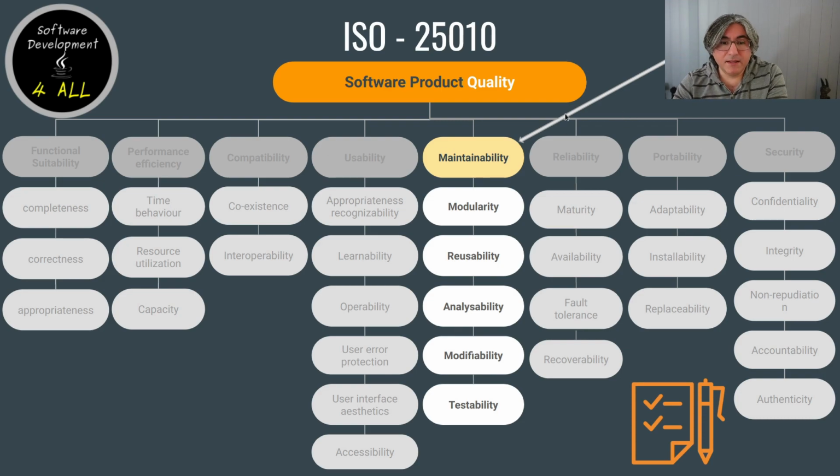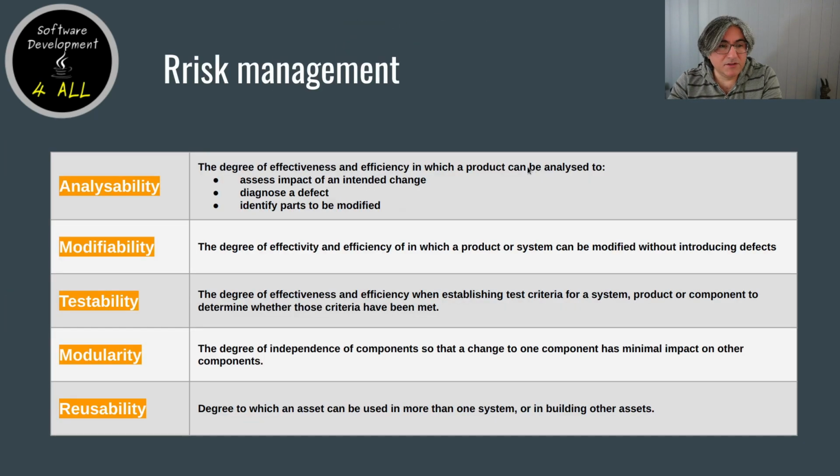So these aspects can actually be measured, and the way to measure them, and to what extent, is what we're going to talk about in relation to the standard. As I said before, here's what we're going to talk about: analyzability, modifiability, testability, modularity, and reusability. They explain that to a certain degree on the page. If you go and visit it, just Google ISO-25010 and you will find the specs and you can read this.